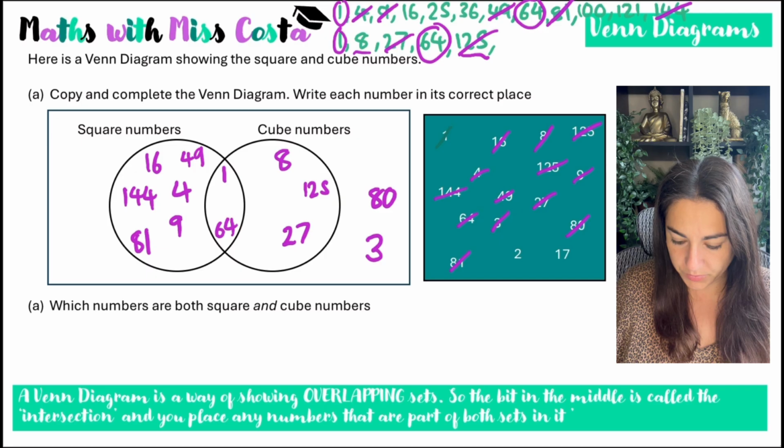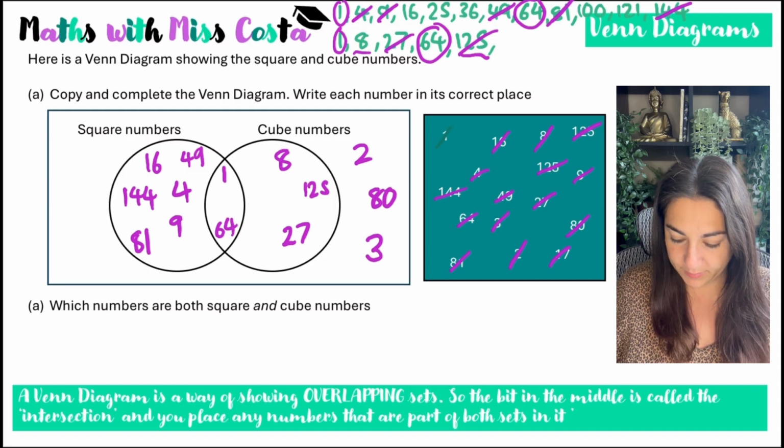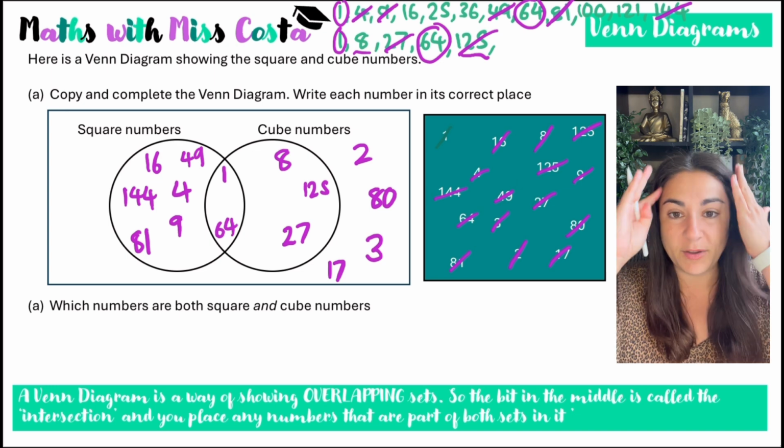Then we've got 2, which is not a square number and it's not a cube number. So it's going to sit over here. And then finally, we've got 17. Okay, so that's going to be here as well. So that's how we fill out a Venn diagram.